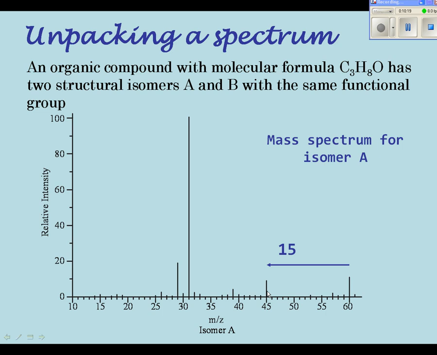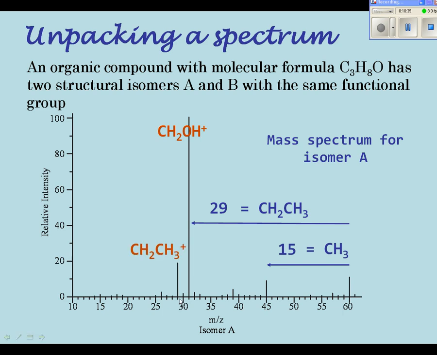15, and that, as we've seen previously, corresponds to a methyl group. Another, from 31 to 60, is a separation of 29, and that corresponds to an ethyl group. When we look at some of the spikes, there is a spike of 31, which was the CH2OH plus fragment ion, and a spike of 29, which was the ethyl fragment ion. Now, looking at all of these fragments and separations, it's fairly clear that the molecule must have a pattern of CH3CH2, because otherwise this ethyl fragment would not be possible.